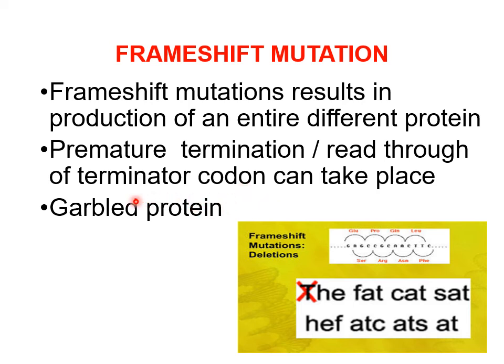So entirely, this frame shift mutation results in a protein which is called a garbled protein or a totally useless protein. Maybe this particular image explains it best. So you can see this simple sentence over here, the fat cat sat. If you just remove one single letter from here, T, you can see that it has resulted in a sentence which is totally useless. Okay, it does not have any meaning. So similarly, in case of frame shift mutations, because of the single deletion or insertion, or even deletion and insertion of two nucleotide bases, a protein is synthesized which is totally non-functional, or a garbled protein.